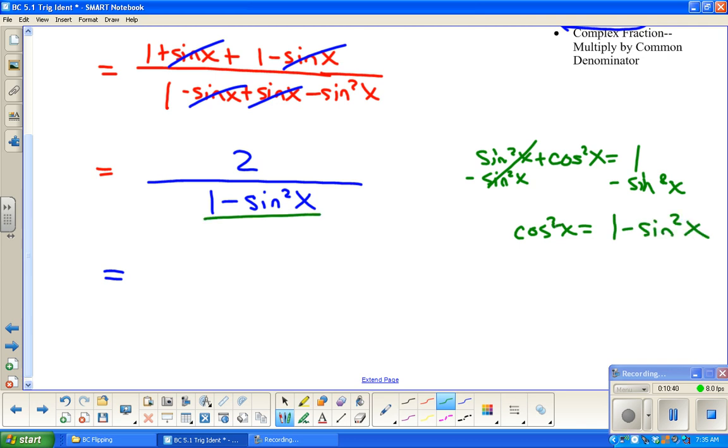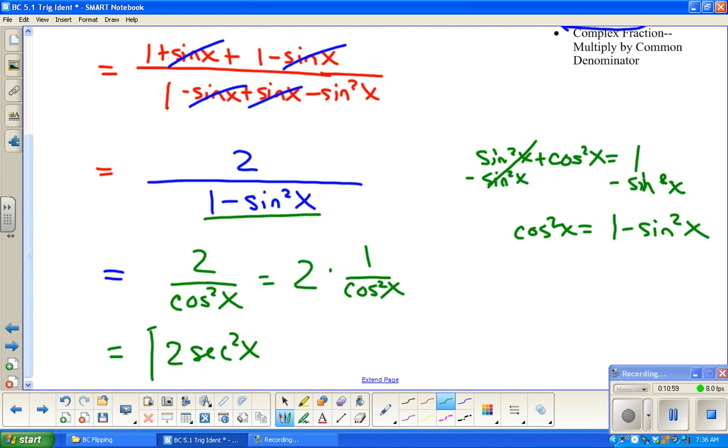Well, this is 1 minus sine squared. So this is really 2 over cosine squared, also known as 2 times 1 over cosine squared. And again, I don't usually write that step, but I want you to see that 1 over cosine is secant. So this is 2 secant squared. And that's done. I don't know of an easier way to do this one.